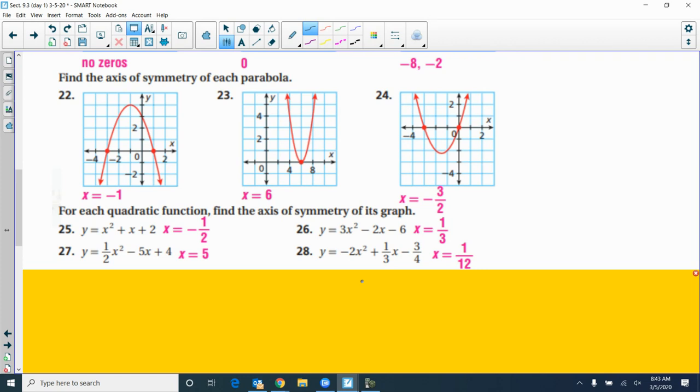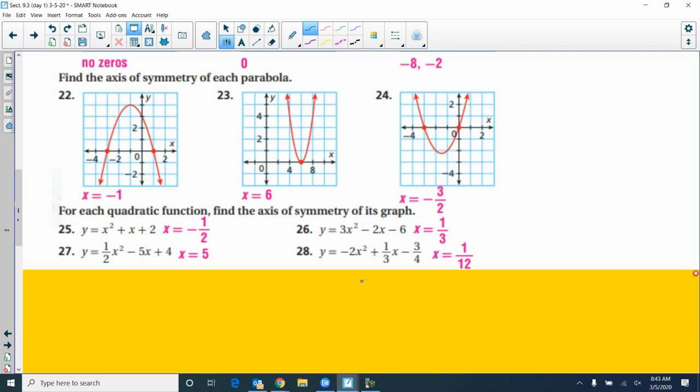And it's okay to have decimals. Now, a lot of you might have decimals. What's -7 over 2 the same as? 3.5. And what's 49 over 4? Does anybody have 12.25?